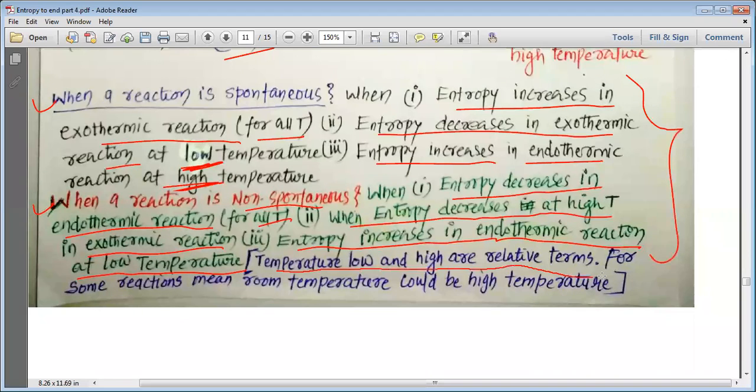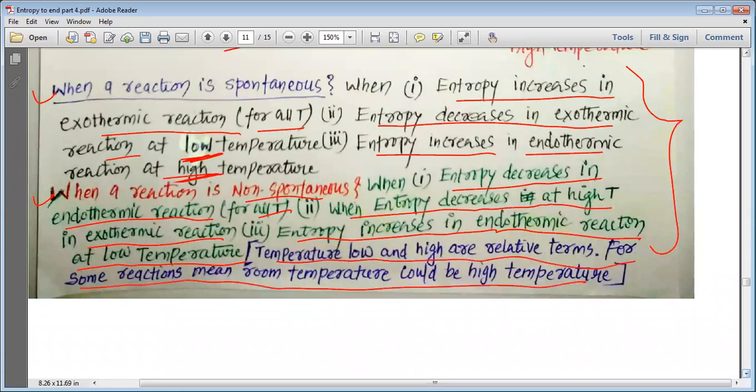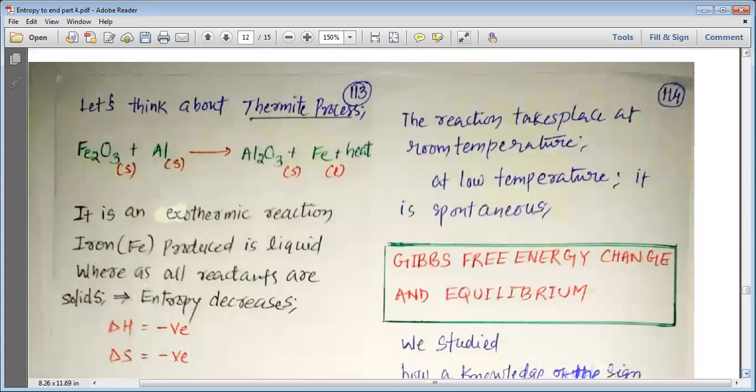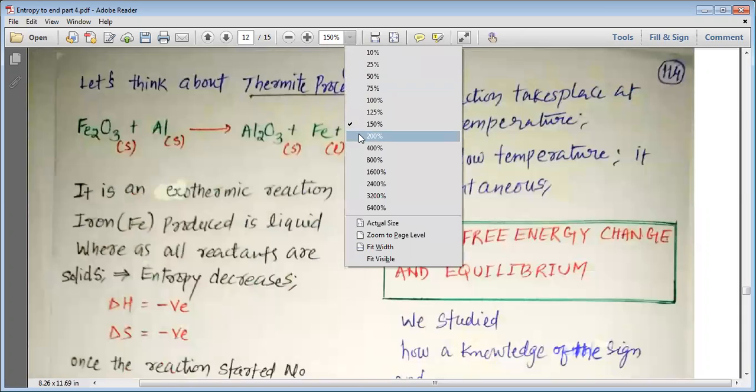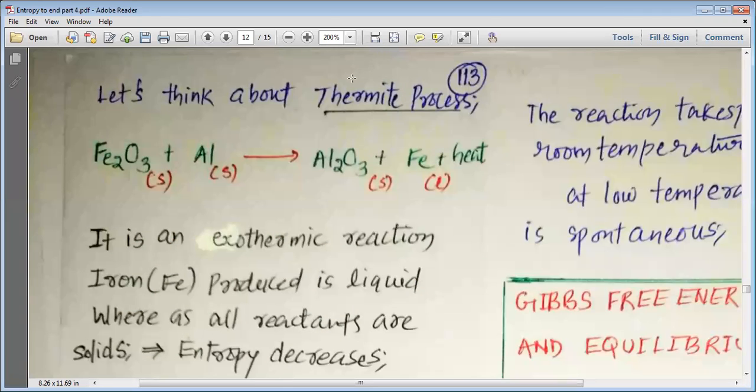Temperature, low and high are relative terms. For some reactions, the room temperature can also be the high temperature. So my dear students, please don't be so rigid in taking any decision regarding your question answers in the exam about which temperature is higher and which is lower. When you compare two reactions, you generally compare the higher temperature and lower temperature. On the basis of the temperature value alone, we cannot determine whether the given temperature is higher or lower for a given reaction. So this is how, my dear students, we understand.